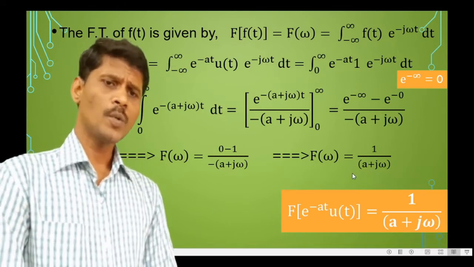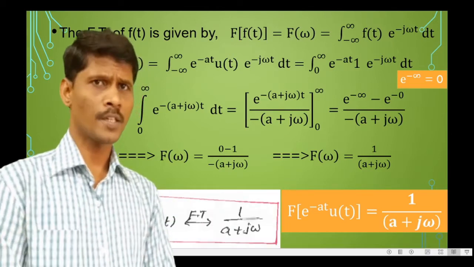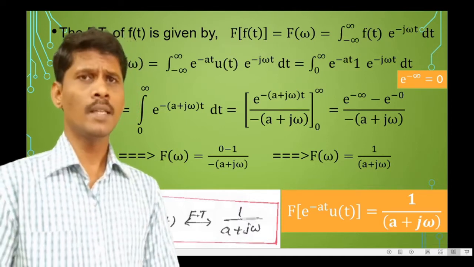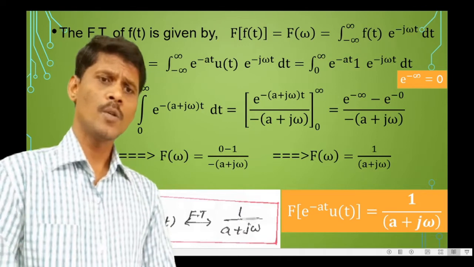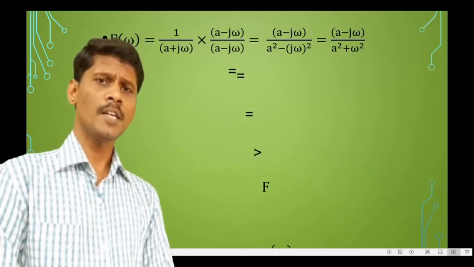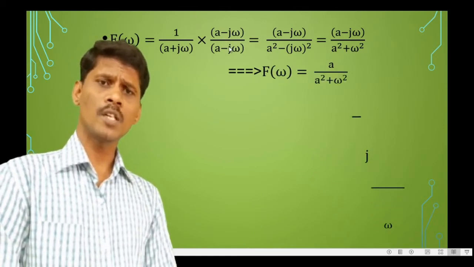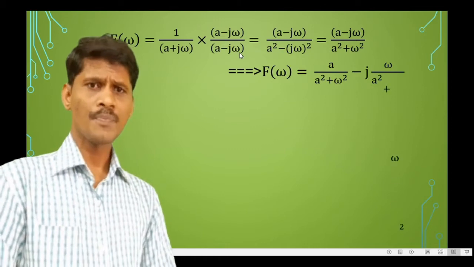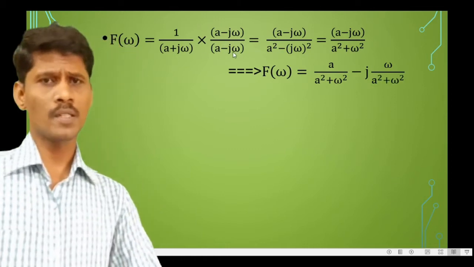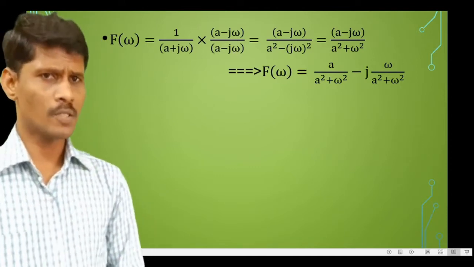So taking magnitude on both sides, there are two ways we can determine it. One way is directly taking magnitude on both sides, and the second one is using rationalization. Using rationalization means 1 by a plus j omega, multiplied by a minus j omega by a minus j omega. The denominator term is a plus j omega into a minus j omega, that is a plus b into a minus b, a square minus b square.